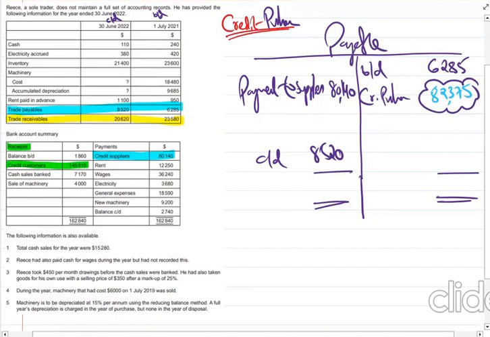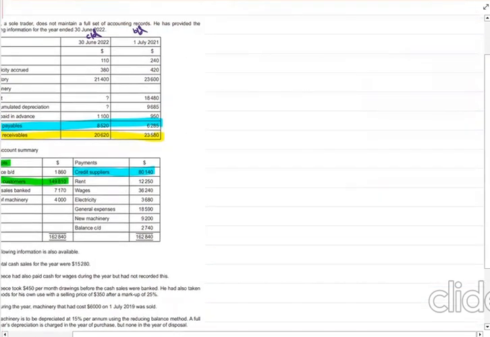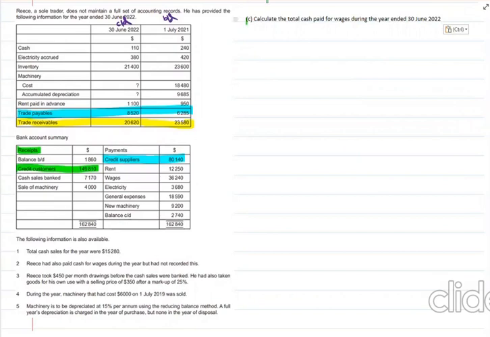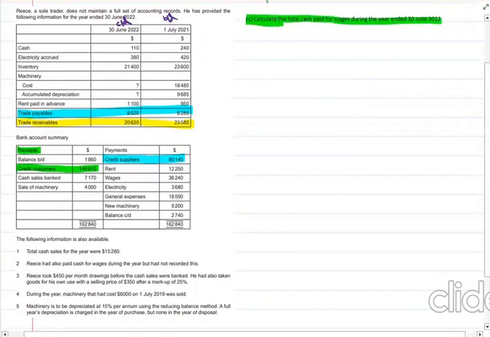But now the trick comes, the difficult parts are going to start. Requirement C. I am pasting it. Let me remove this table account. Read requirement C, please. They are asking, calculate total cash paid for wages only. Total cash paid for wages during the year.